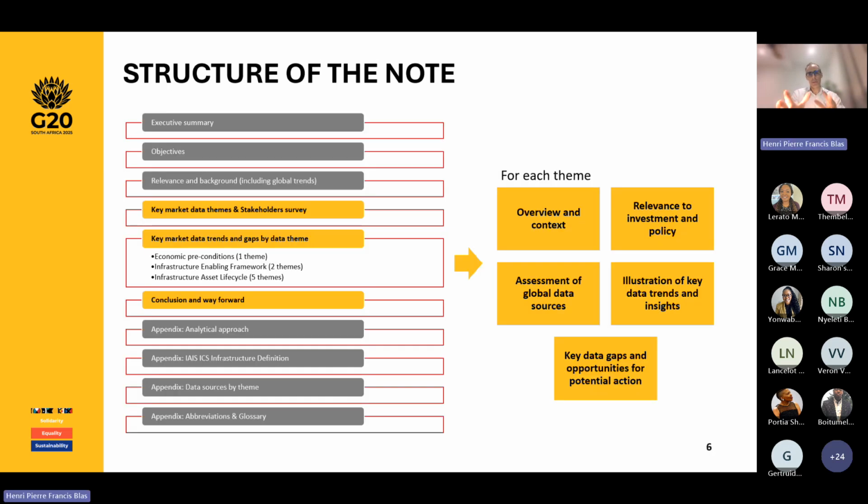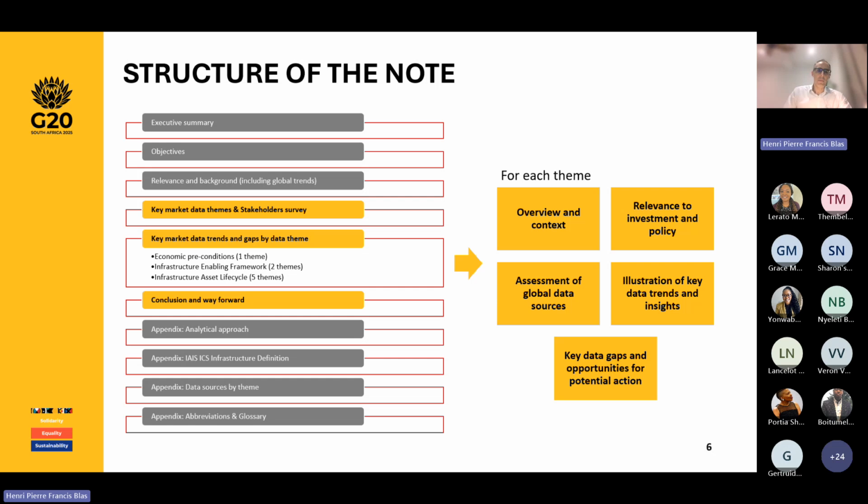So the structure of the note, and again, the link will be put in chat at the end of the presentation, is like it's mentioned here. So we talk about the objectives. And then we could not cover every topic. That would have been too big. So what we did, we selected, and I'm going to explain how we selected it and what we can learn from that selection, some key data themes.